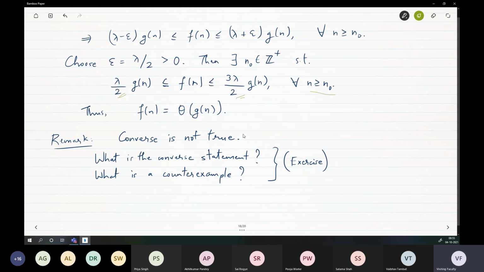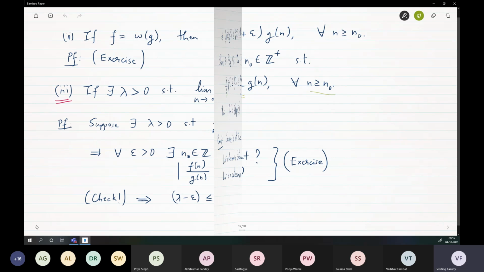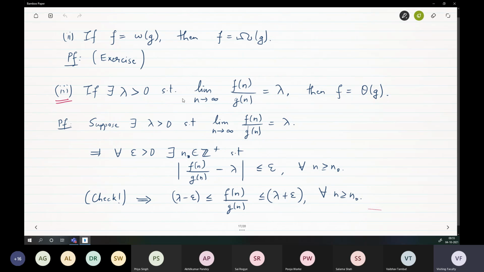Okay. Now comes the important remark. Converse is not true. What does that mean? Let's go back to the statement. First thing that we saw is if the limit of the ratio converges to a positive real number lambda, then f is theta of g. When I say converse is not true, what I mean is it is not necessary that if f is theta of g, then the limit should go to a positive number. That is not required. If f is theta of g, then the limit need not go to a positive number.